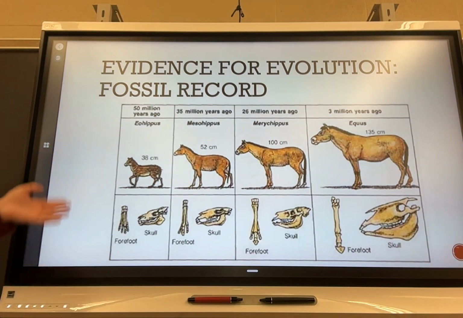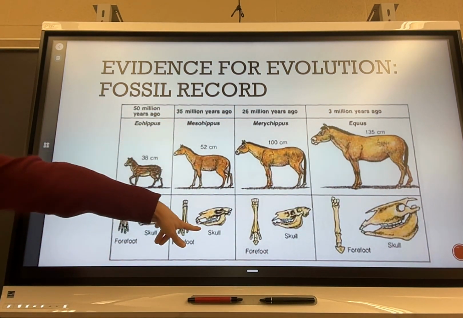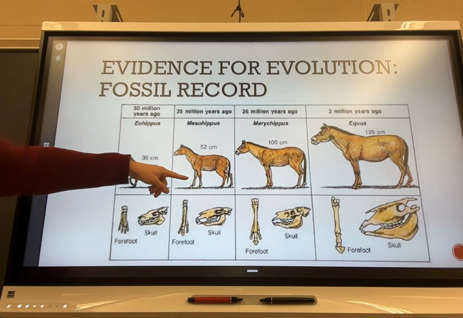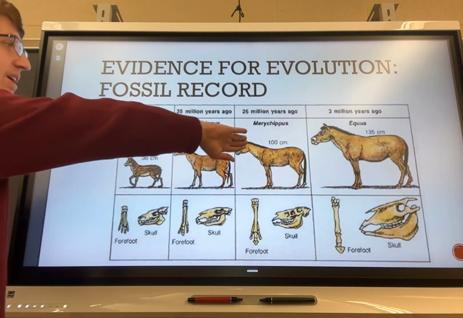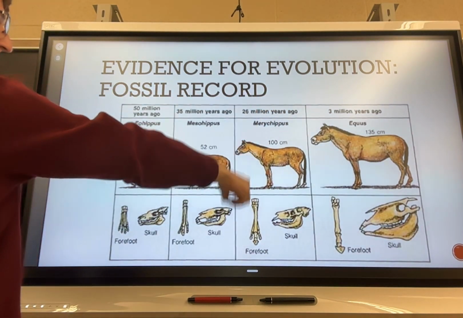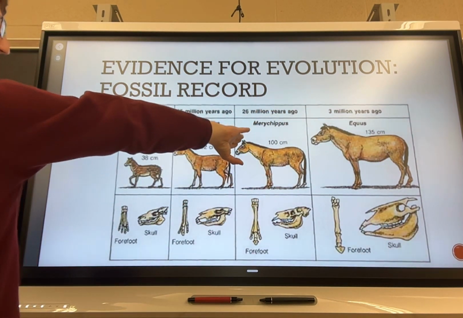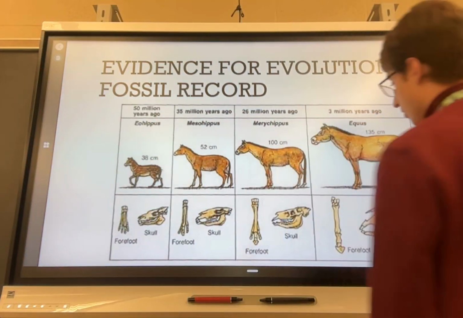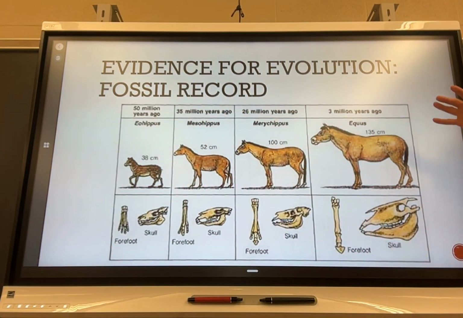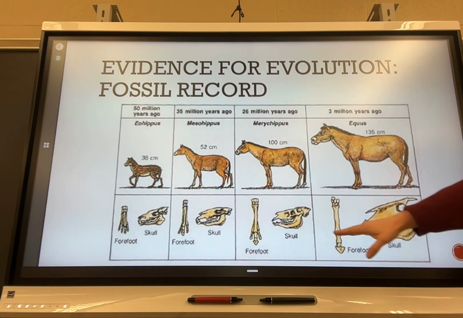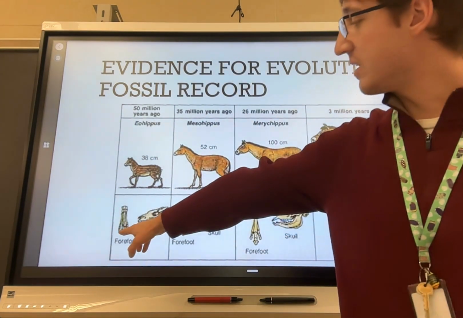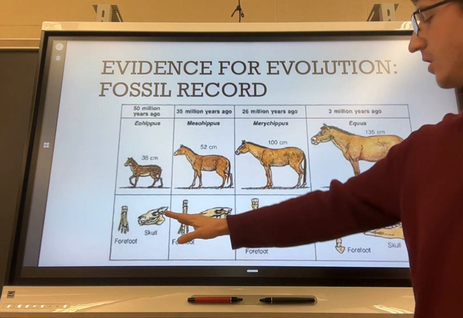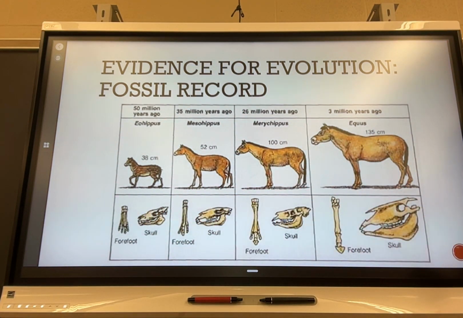So Eohippus evolved into Mesohippus. You can see changes in the skull and changes in the size of the foot. They got much taller and had much longer legs. Merychippus had even longer legs, and again, a more horse-like appearance. And those then evolved into Equus, or the horses that we know today. So their legs have changed from these small toe-like feet over time to the hooves that we know today.